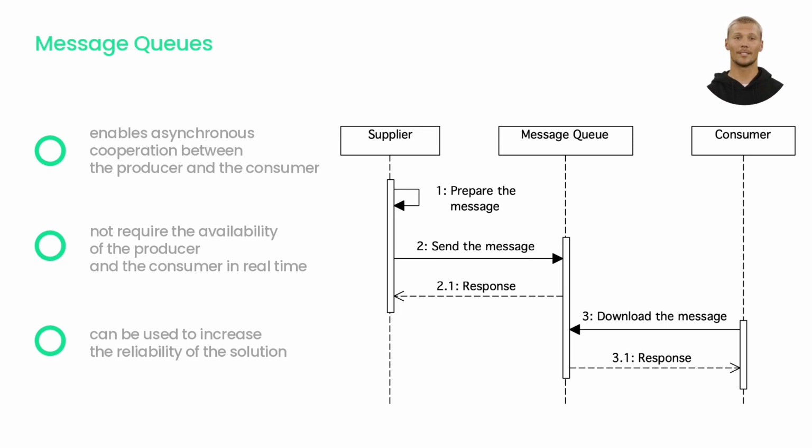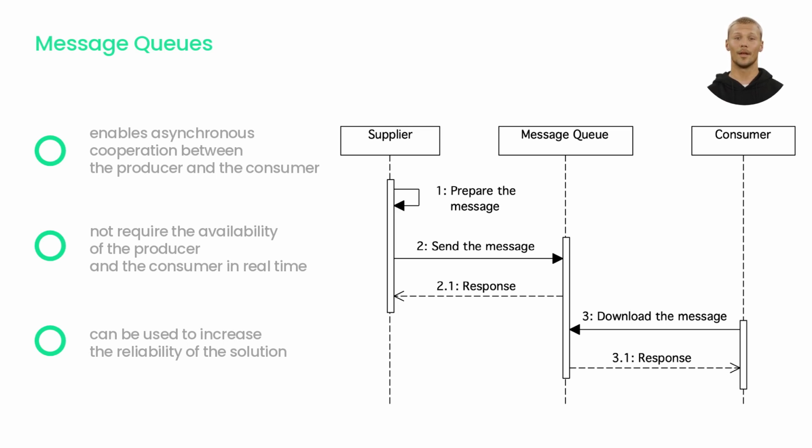The supplier passes the message to the queue. Then the consumer downloads the message. Communication can be two-way. The consumer can pass the message through the queue to the supplier via the same queue or another one. By using the queue, the consumer does not have to be available at the time the message is transferred by the supplier. Once the consumer is available, he can download the message.